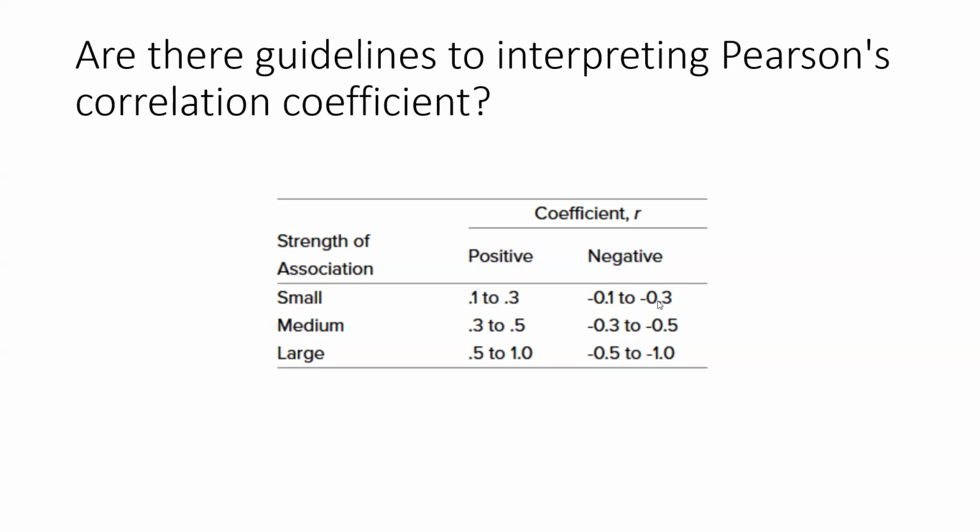-0.1 to -0.3, that's a small negative correlation. And -0.3 to -0.5, that's a medium negative correlation. And that's all dependent on what the R value is.